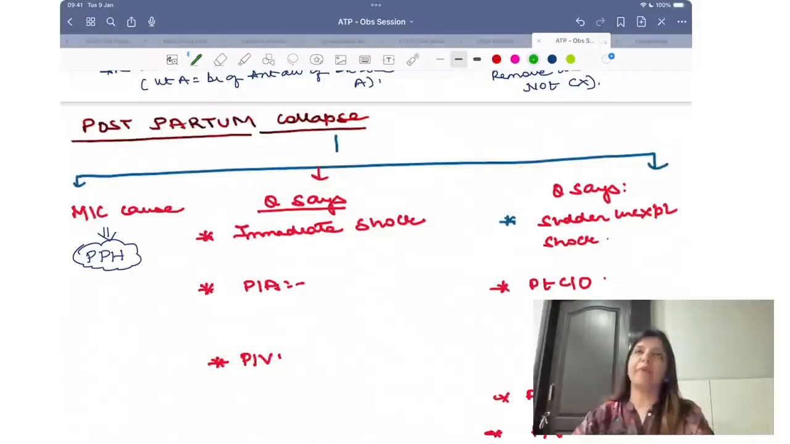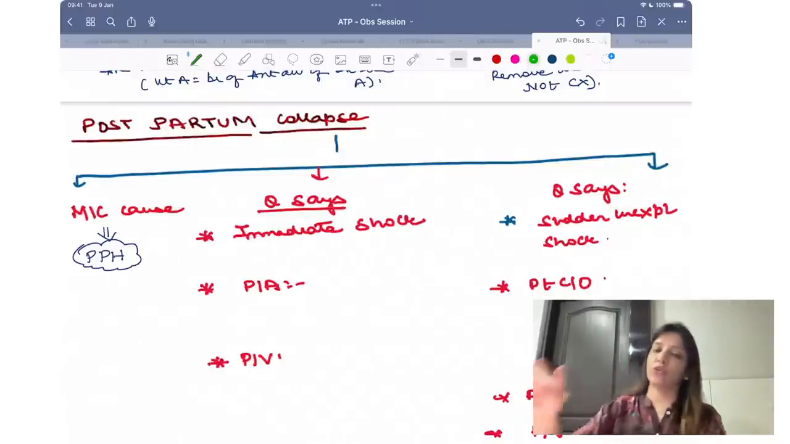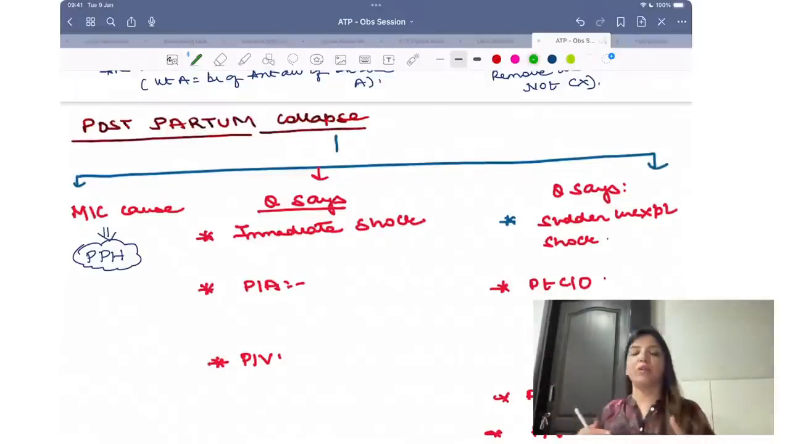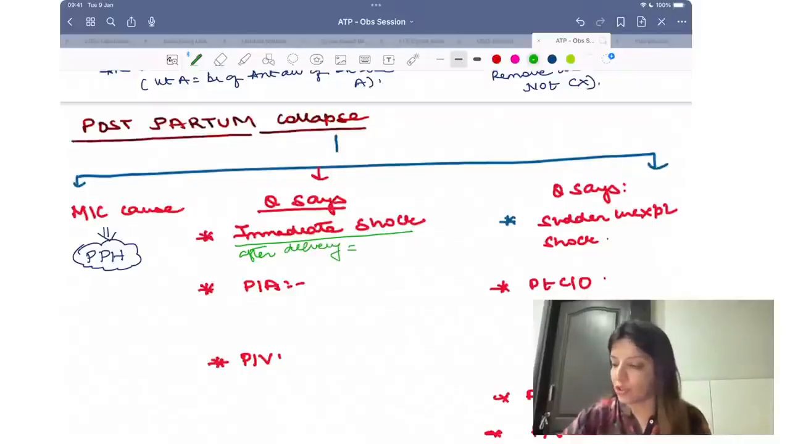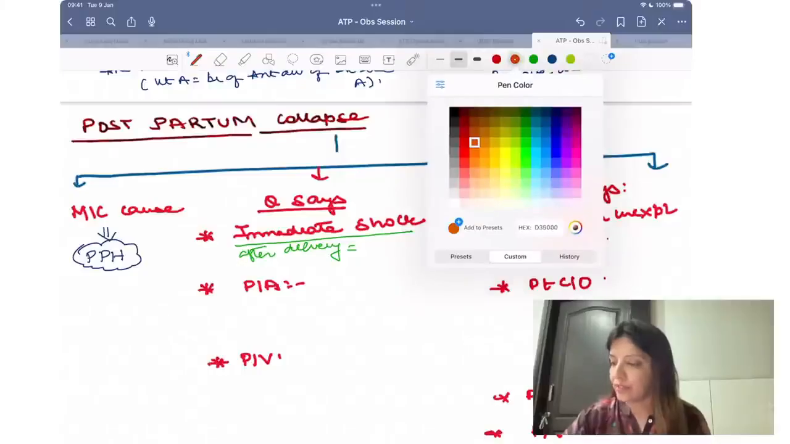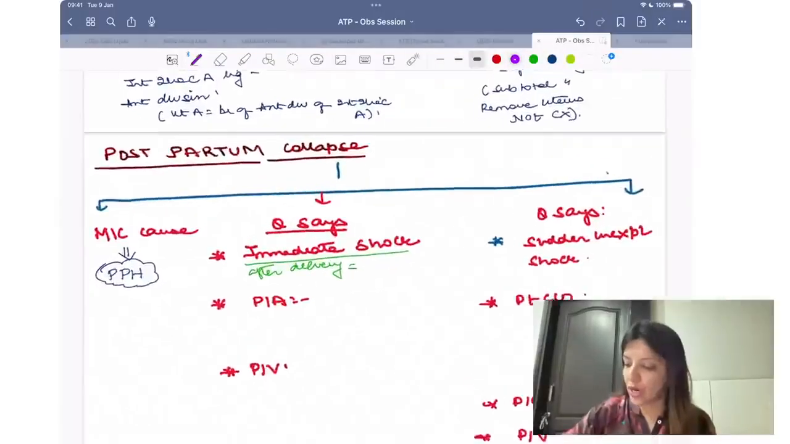But see, in PPH, there has to be significant blood loss. Then only the patient is going to collapse. Right? In PPH, it is never going to be that the patient immediately goes into shock after delivery. The patient is going to have bleeding, and there will be significant bleeding, and then only the patient will collapse. But suppose your question says that there is immediate shock after delivery. Whenever the question says immediate shock after delivery, that means you are dealing with uterine inversion.